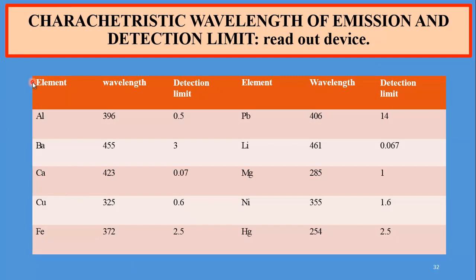These are the other elements which can be determined by using flame emission spectroscopy: aluminium, barium, calcium, copper, with their wavelengths and their detection limits, which can be determined if we use a flame other than atomic, simple methane gas and air. If we use acetylene with nitric oxide, then we can determine these elements also.